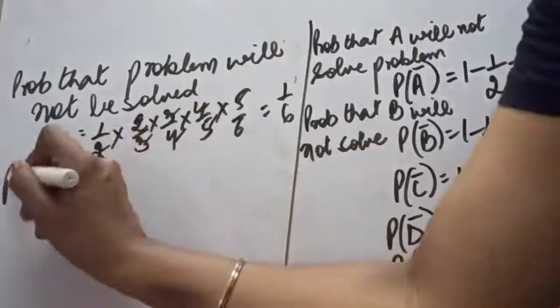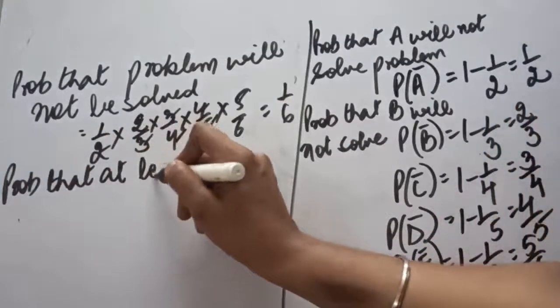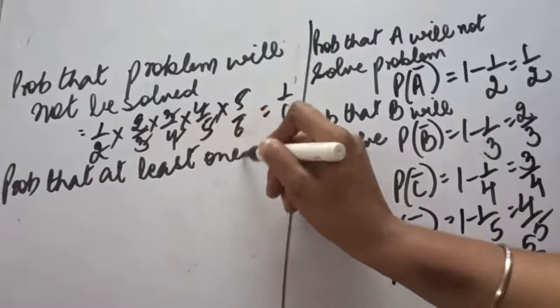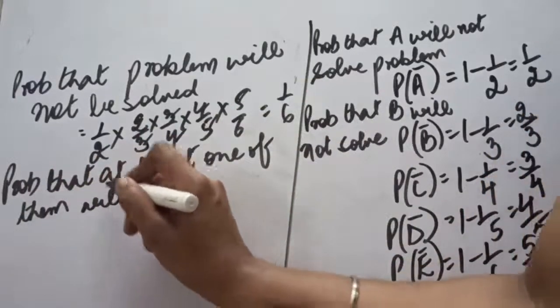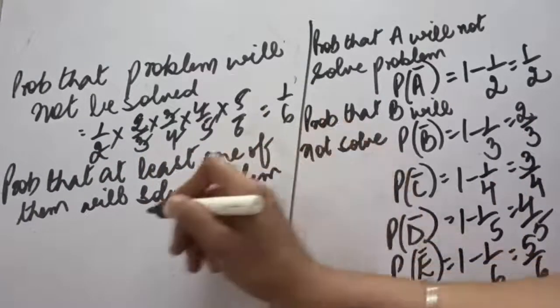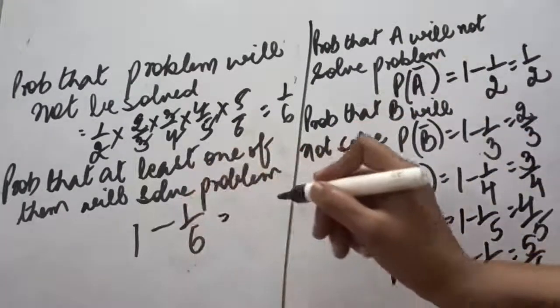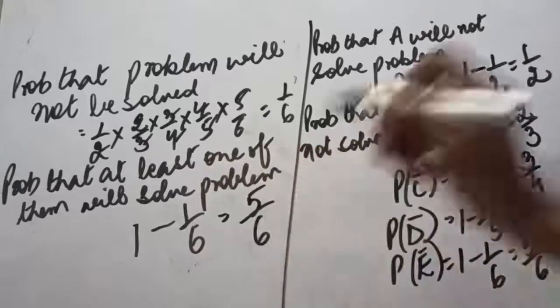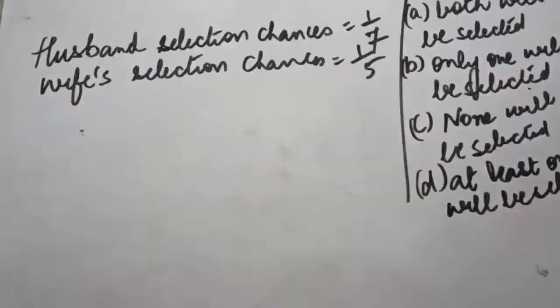So in the last we will write probability that at least one of them will solve the problem. It will be 1 minus 1 upon 6. As I told you initially, in at least question, first find out the not chances of happening the event and then deduct it from 1. So our answer is 5 upon 6. So like this you will be solving the at least questions.